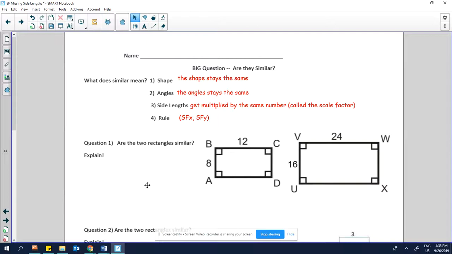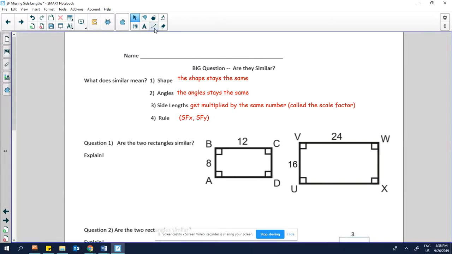If you're all set, we're going to actually look at one and decide if rectangle ABCD is similar to rectangle UVWX. Okay, so let's check. Did the shape stay the same? Yes, they are both rectangles. Did the angles stay the same? Yes, they are all still 90-degree angles. Did the side lengths all get multiplied by the same number?